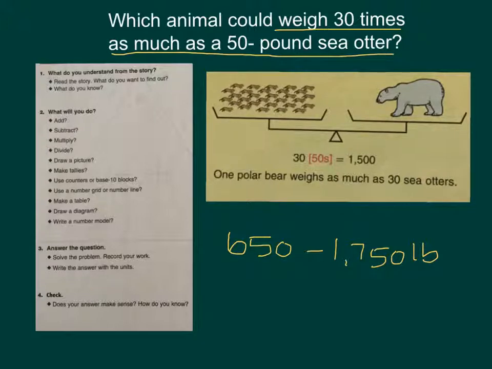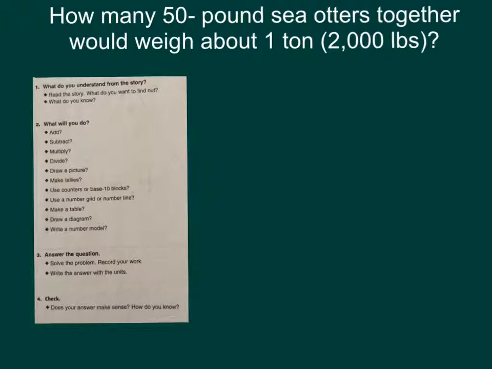Now we need to ask ourselves, does the answer make sense? Well, the number model here shows us 30 times 50 pounds each equals 1,500 pounds. Because it's within the range of weights for our polar bear, yes, the answer makes sense. Try this next problem on your own. The question says, how many 50-pound sea otters together would weigh about 1 ton, or 2,000 pounds?